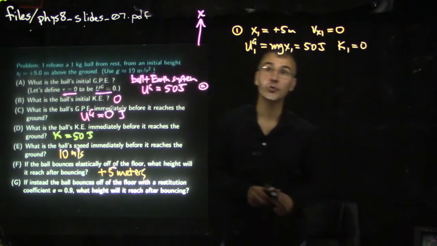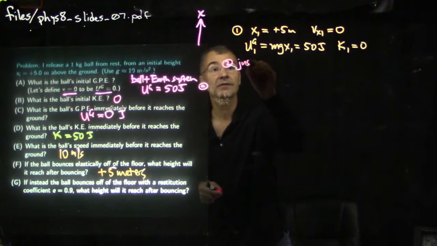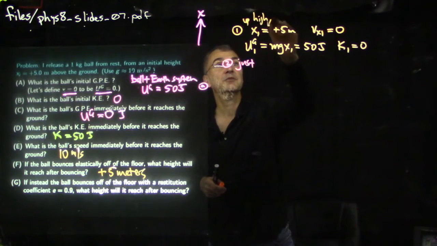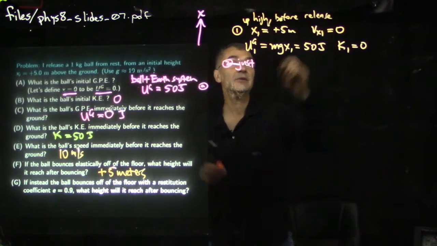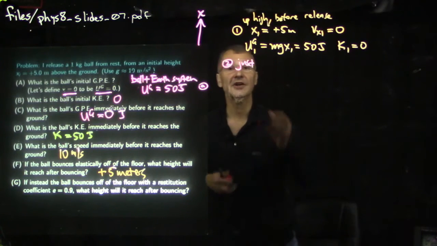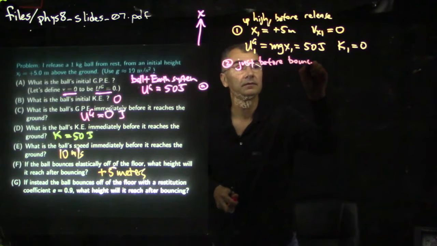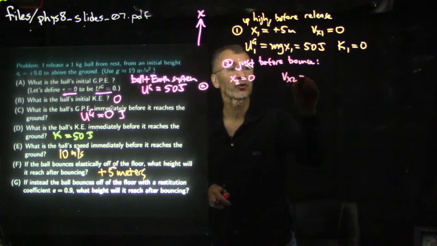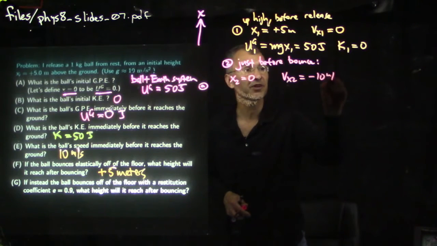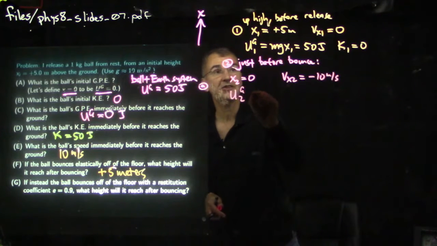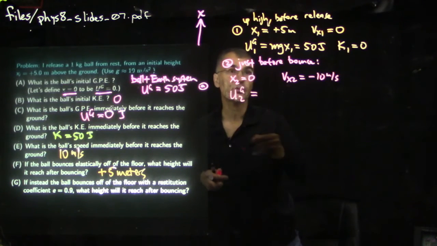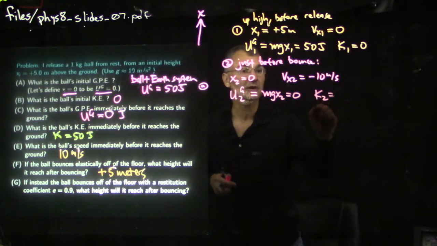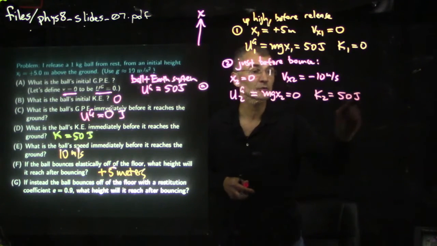It's up high. Now, step 2. So number 1 was up high, the instant that I release it. Then, just before bounce. Okay, so this is moment 2. We have x2 equals 0. We have v_x2. Well, we worked out what that was, so that was minus 10 meters per second. And then we have U2, gravitational, and I'm saying 2 for instant number 2, because we're going to have 4 steps, I think. And this is mgx2 equals 0.